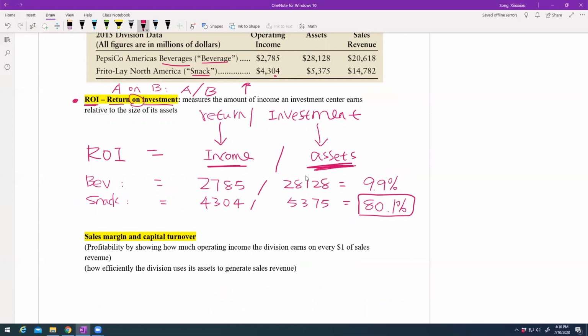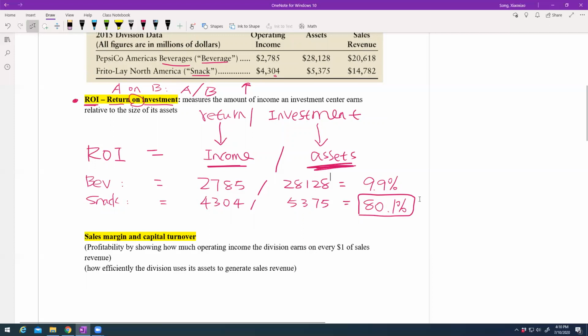the beverage center will generate 9.9%. How much is that? Given $1, it will be 9.9 cents. So for $1 of assets, the beverage center will generate 9.9 cents as income. But for snack, given $1, the snack center will generate 80.1 cents as income. So for $1 of the assets, definitely snack is doing better than the beverage. Got it.